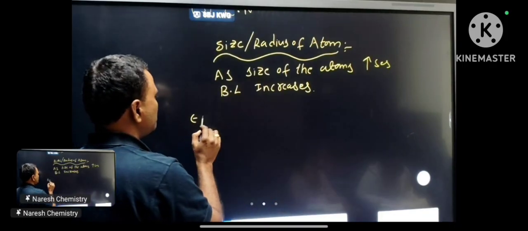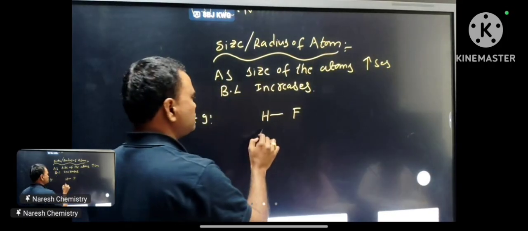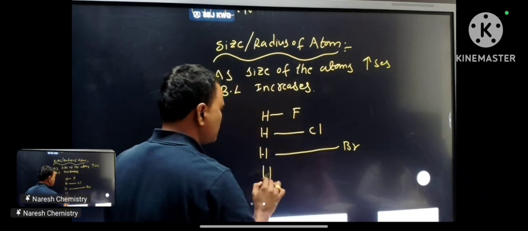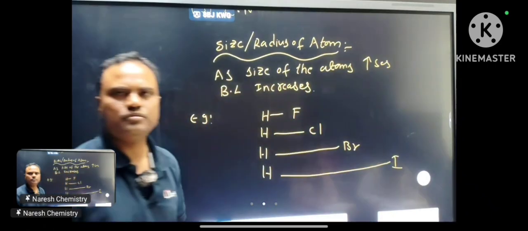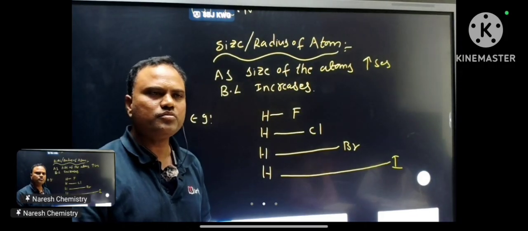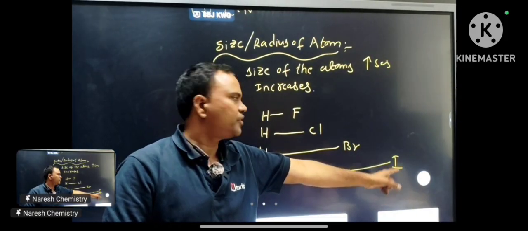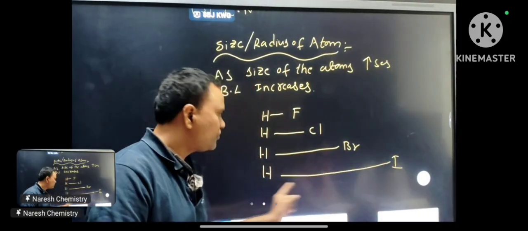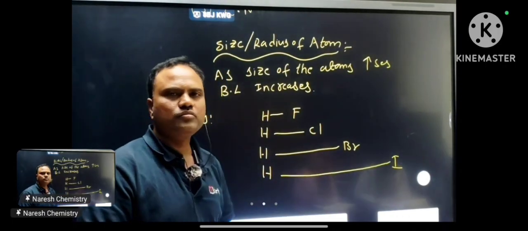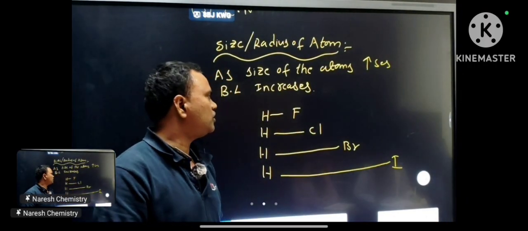Look at this example: HF, HCl, HBr, HI. We know the sizes of fluorine, chlorine, bromine, iodine. Fluorine size is small. Iodine size is bigger. So as the size of the iodine increases, bond length also increases. Which has the greater bond length? The length between H and iodine is more compared to the bond length between H and F.